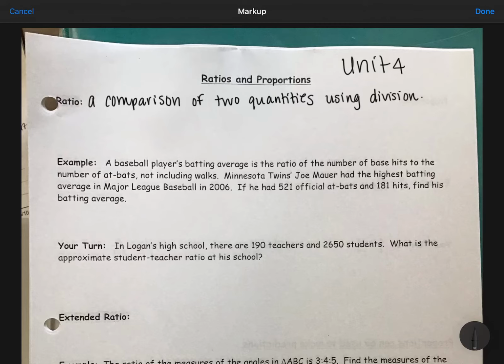And there are a few ways that we can express that. We can say A to B if we're using two different quantities. Of course, these would be numbers. You can use the A with a colon, B, and the one that we're going to use is the fraction. We're going to use the division. So this is the style we're going to use.